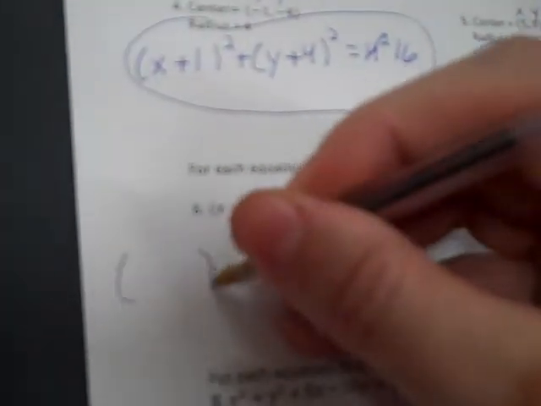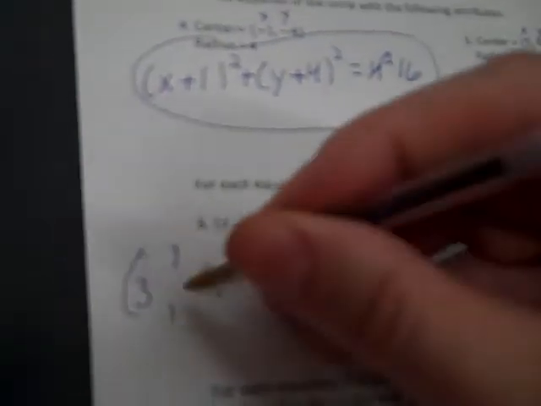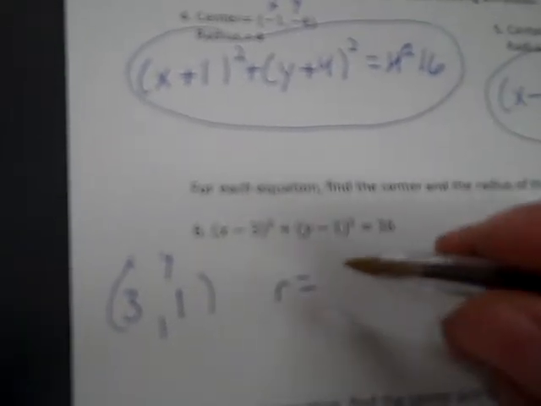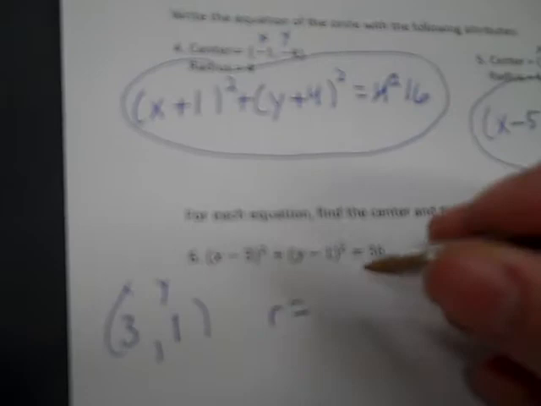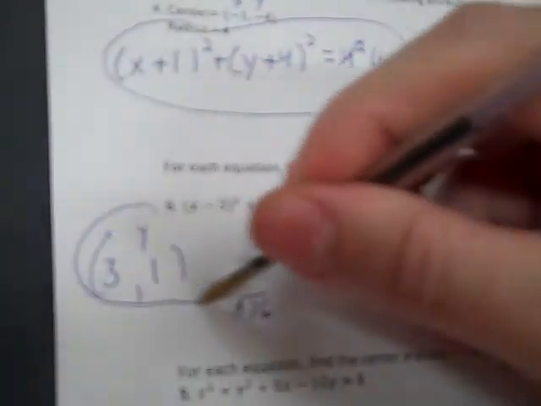Okay, for each equation, find the center and the radius of the circle. So here's my center and what the radius is. So the center, well, it's -3. Well, the opposite would have been +3, and the opposite of 1 would have been 1. And then to find the radius itself, remember the radius has been taken to the second power to get 36. So I have to go backwards, do the opposite of the second power, which is a square root, and that equals 6.